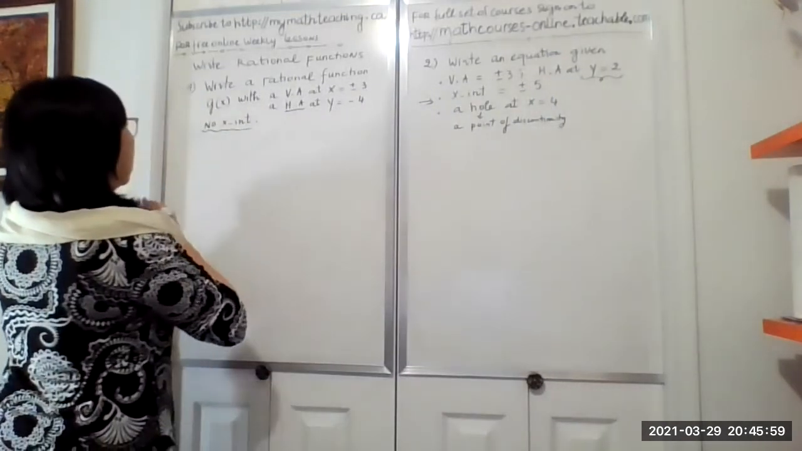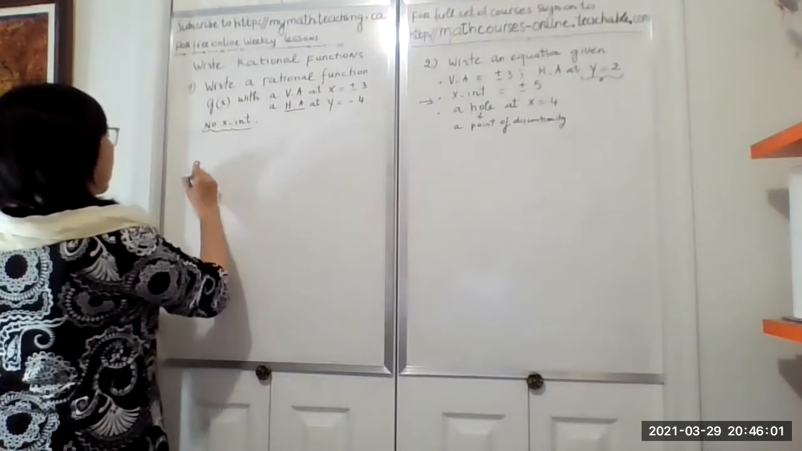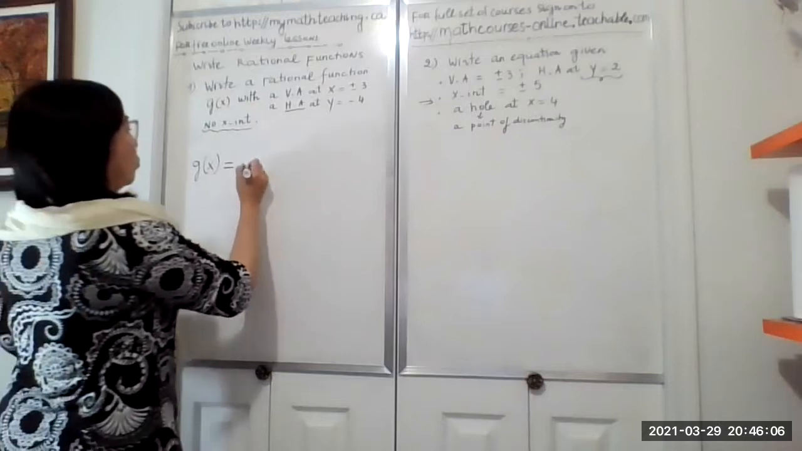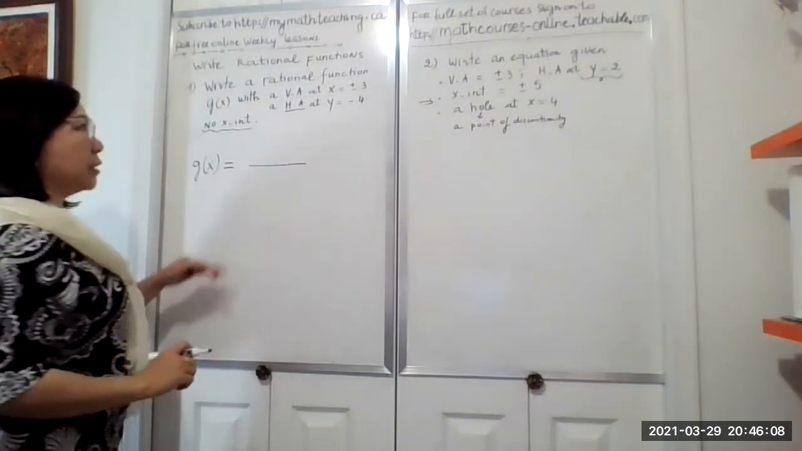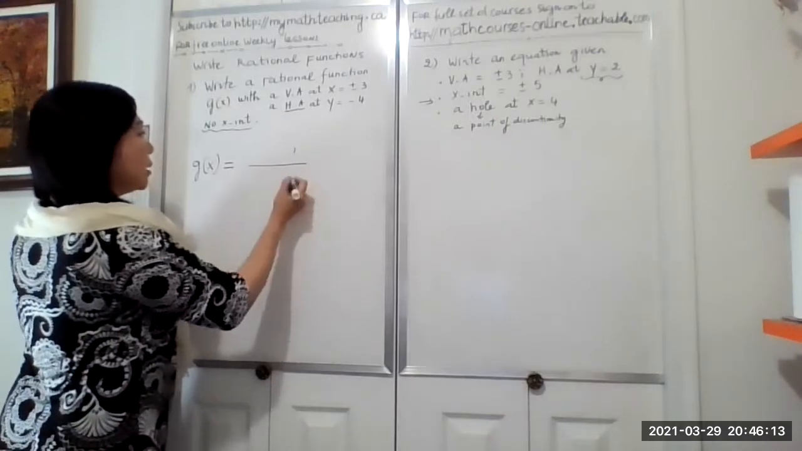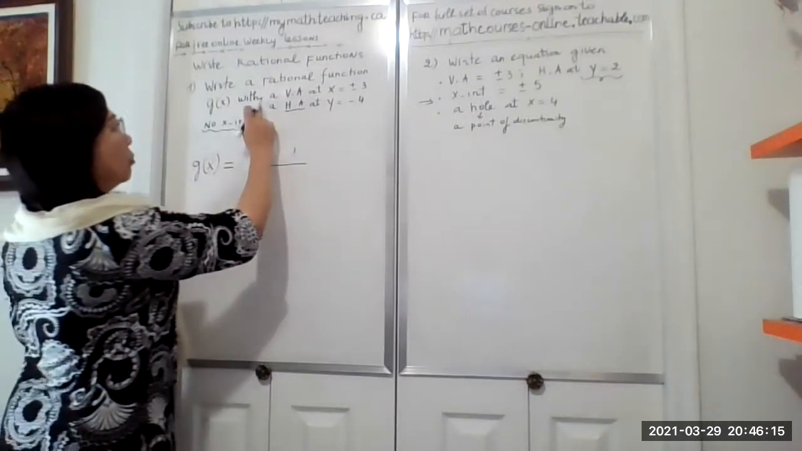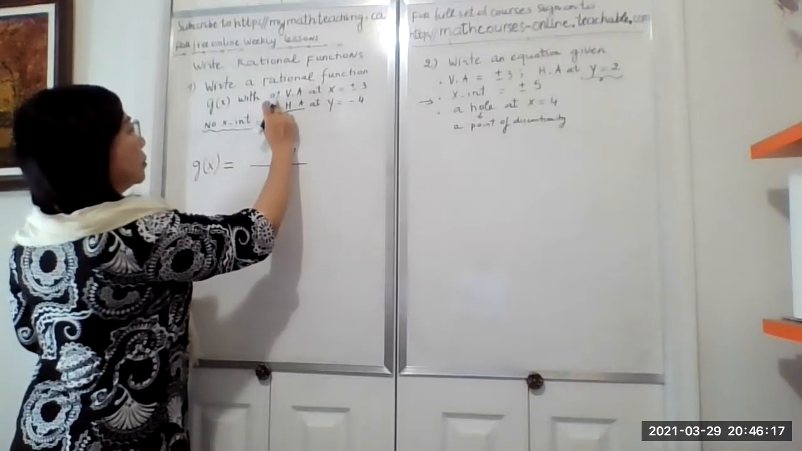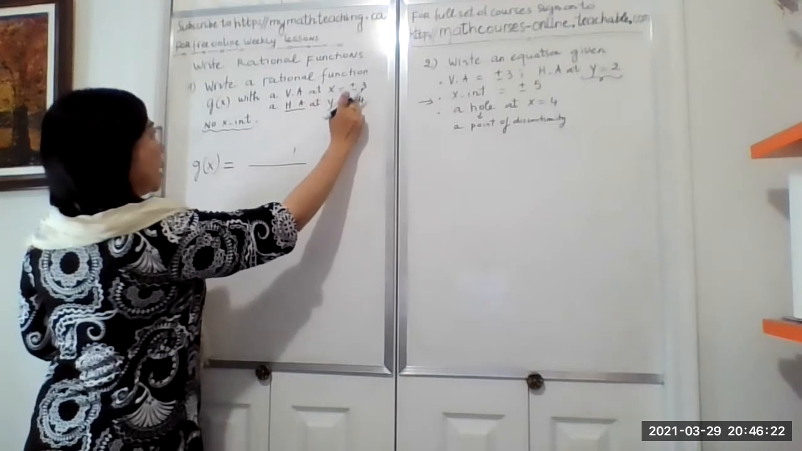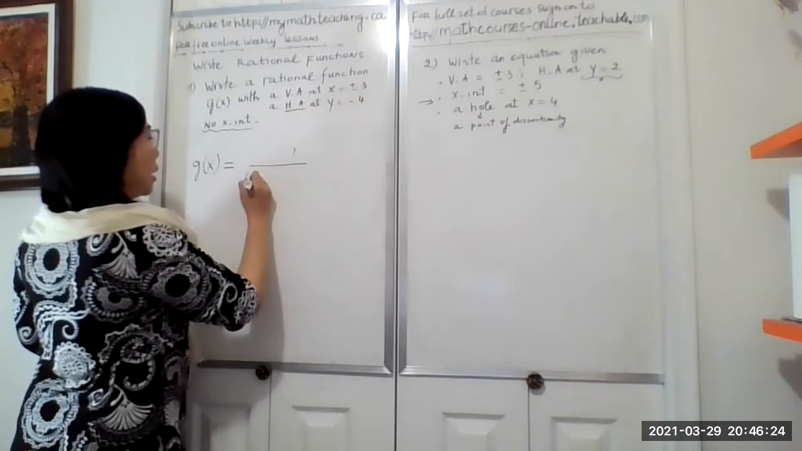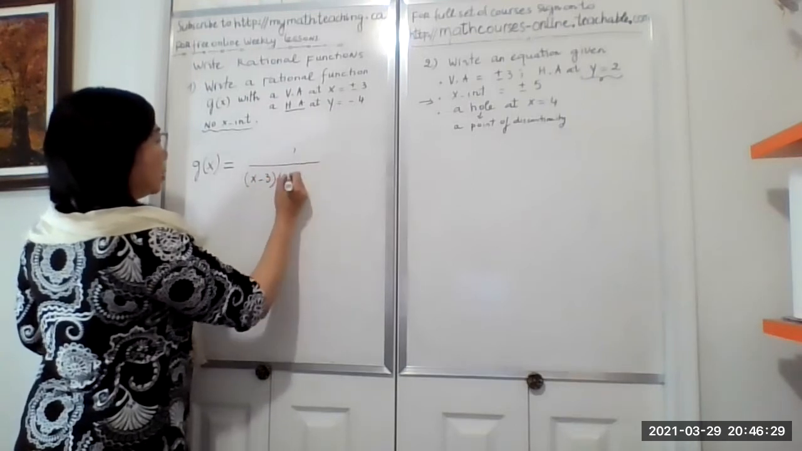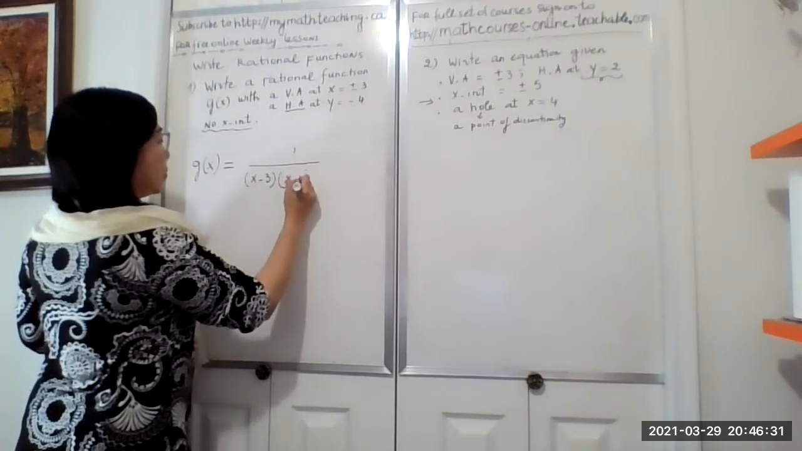First of all, we know the name of this equation is g of x equals, and we're going to write it as a function, right? That's the rational function. So what are we going to put on the top and what is the denominator? Now, if we read the first data, it says vertical asymptote at x equals plus and minus 3. It means we will have 2 brackets. One is x minus 3. Another one is x plus 3.